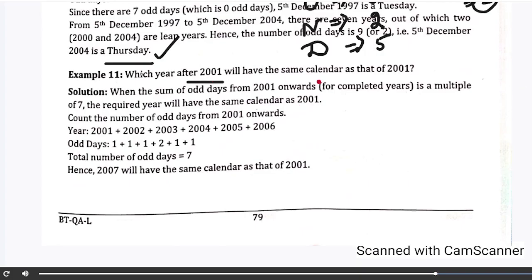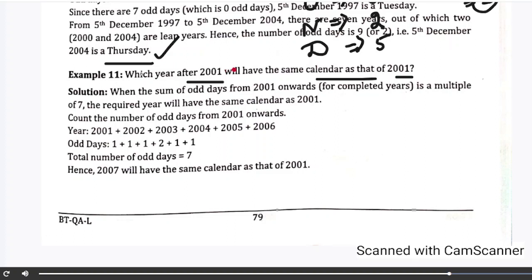Now, which year after 2001 will have the same calendar as that of 2001? Now, 2001 के बाद next calendar का मतलब ये है कि 1 February 2001 को जो डे था वही डे दोबारा कौन से ईयर में आएगा, और सारे साल में उसी डेट पे वही डे आना चाहिए. Now, 2001 is not a leap year, मतलब मेरा आंसर लीप ईयर नहीं होना चाहिए पहली बात.